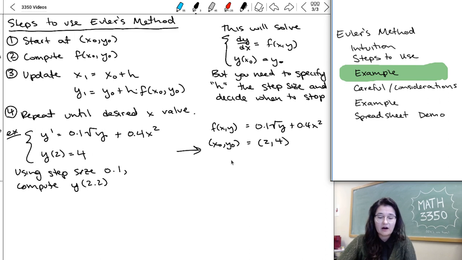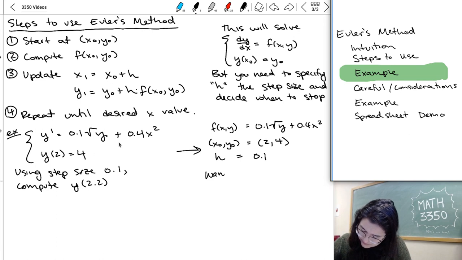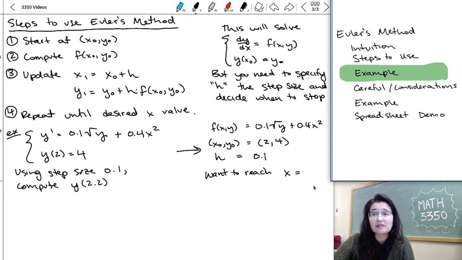So x0, y0 is 2, 4. Our step size h is given to us in the problem, and for a lot of your assignments, you'll be given that. So we're told to use step size h equals 0.1, and then we want to reach this value y of 2.2, so we need to keep going until we reach x equal 2.2. And with that, we can go ahead and start trying to follow these steps.